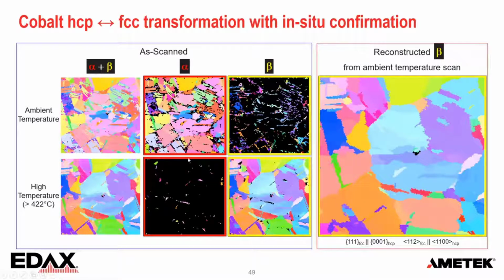And if you compare that with the actual measured map here on the lower left, you can see that they are very, very similar. There may be a few small variations in twin locations and low angle boundaries, but the overall grain shape, grain size, misorientation distribution is very valid.